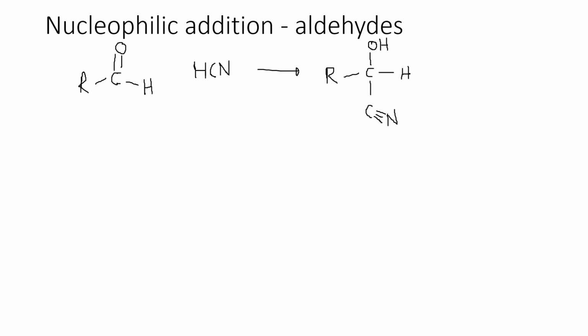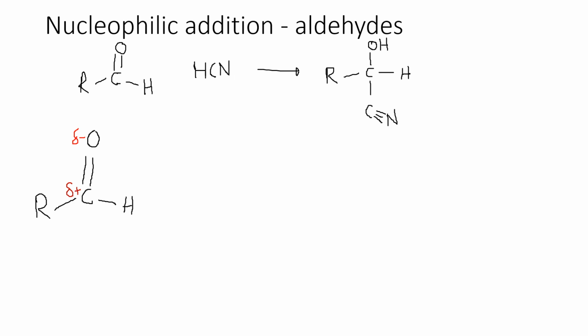So in terms of the mechanism, as I say, it's exactly the same as on the previous slide. So if you understood that, this should be just a little bit of revision for you. You draw out your aldehyde. You show the polarity of the carbon to oxygen double bond. So delta minus on the oxygen and delta plus on the carbon. Make that a bit clearer for you.